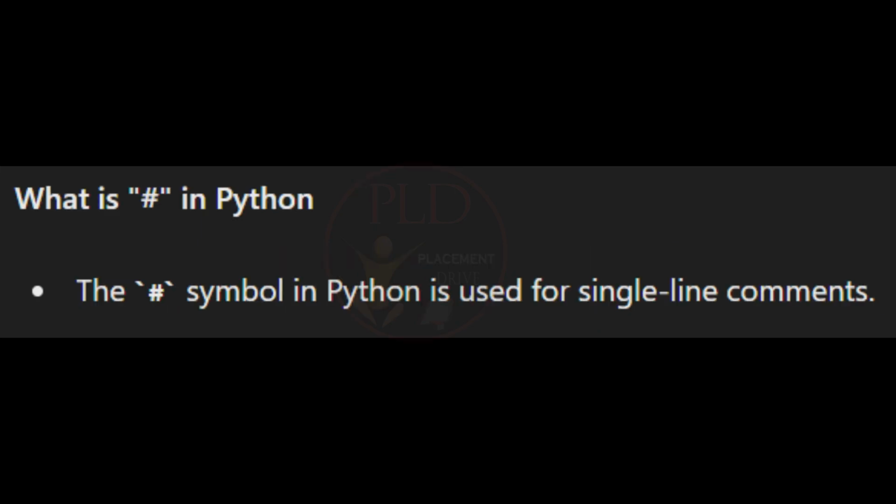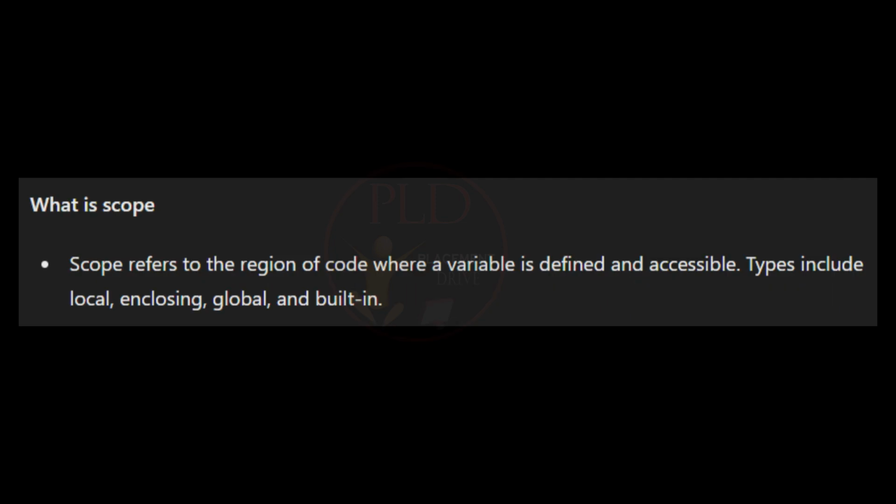And the seventh question is what is hash in Python? The hash in Python is used for the single line comment. And the eighth question is what is scope? Scope refers to the region of code where a variable is defined and accessible. Types include local, enclosing, global, and built-in.